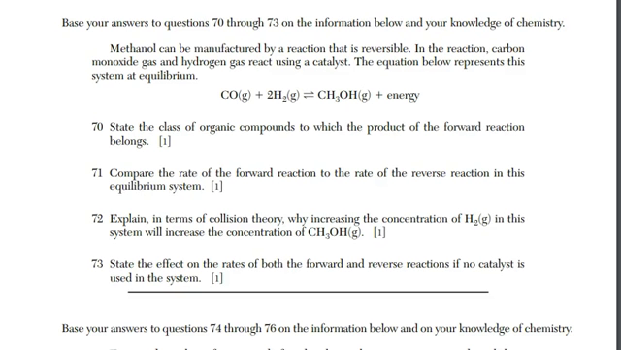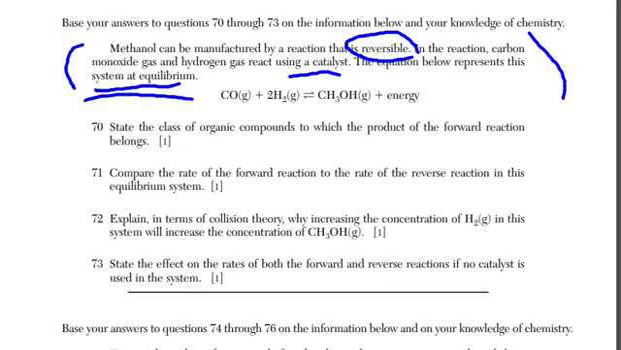Okay, the information that's given along with the equation is for questions 70 through 73. We're told, of course, that this is a reversible process, and carbon monoxide gas and hydrogen gas are reacted using a catalyst, and the system is at equilibrium. So we want to keep that information in mind as we go through the questions. Sometimes you use the information and sometimes you don't.